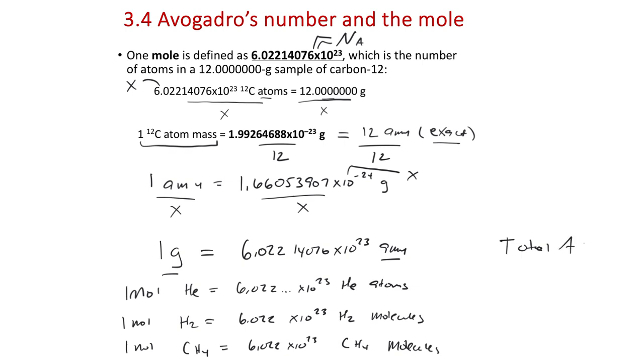And then in terms of total atoms, total atom count here, we'd have 1 times Avogadro's number for helium. We'd have 2 times Avogadro's number for H2 because there's 2 atoms of hydrogen per 1 molecule. We'd have 5 times Avogadro's number in the case of CH4.